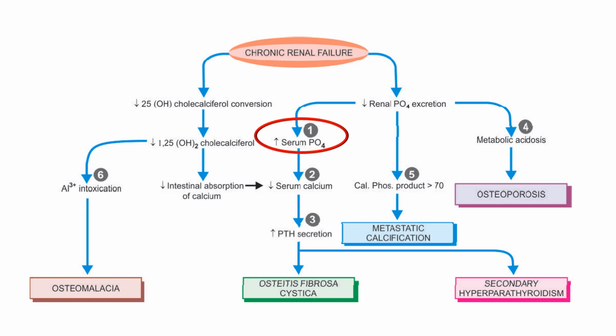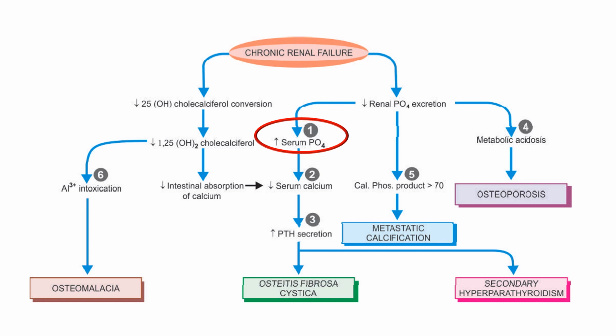On the other hand, hyperphosphatemia will result in an increased product of serum calcium and phosphate, and this figure can go above 70, and this increased product of serum calcium and phosphate will result in metastatic calcification. Metabolic acidosis as a result of this decreased phosphate excretion will result in osteoporosis.